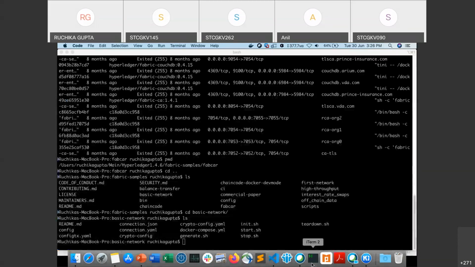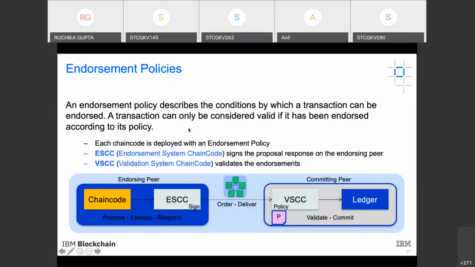So I'll move back to my presentation. We were looking at the endorsement policies. As I said, endorsement is one of the parts of the consensus process that has been implemented in Hyperledger Fabric, and it is the part which is actually going to execute your smart contract. Whenever you deploy a chain code, you will always define which peers are supposed to execute that smart contract.